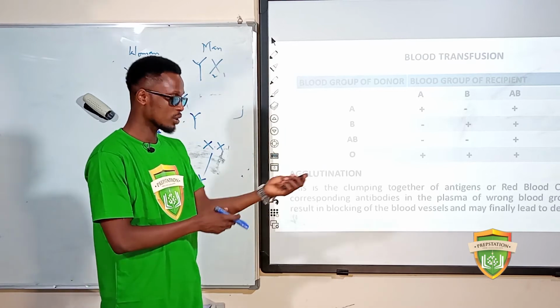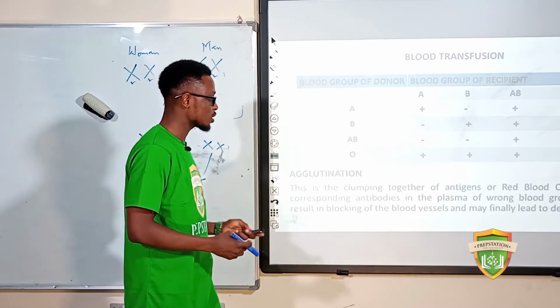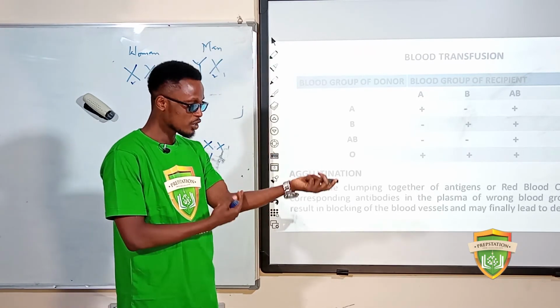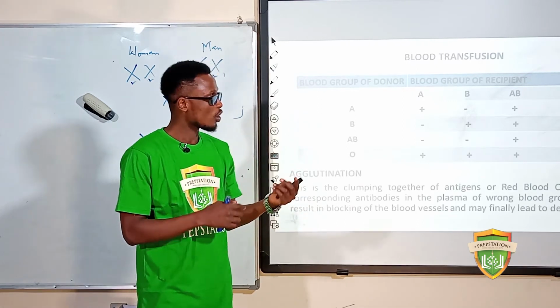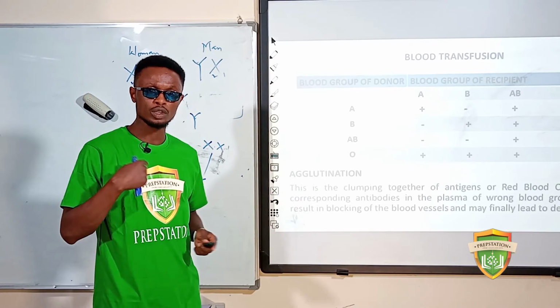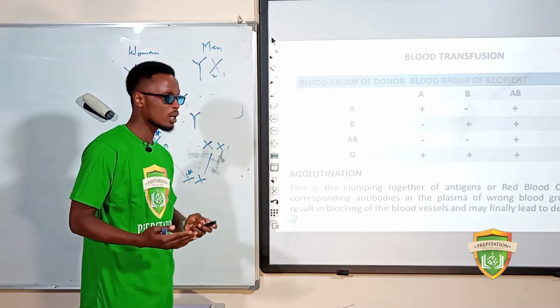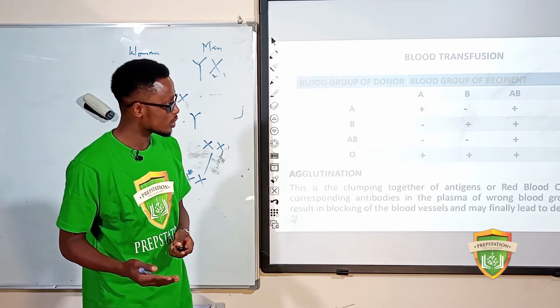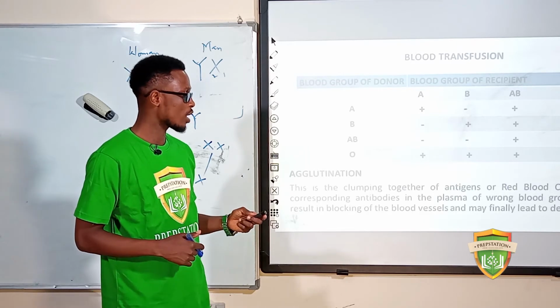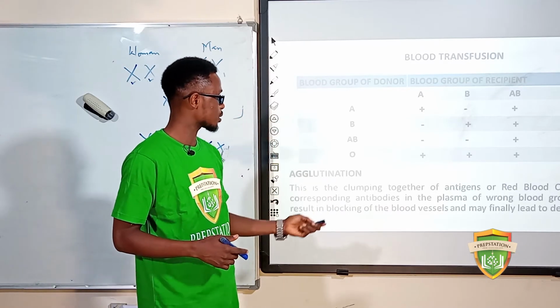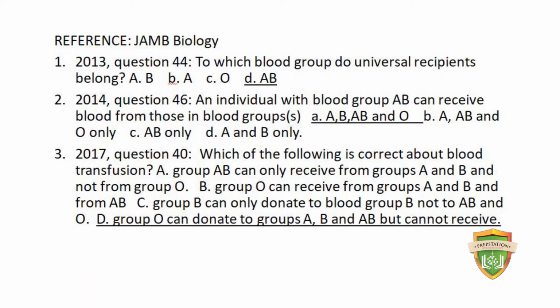Now the blood vessels are what? We have the veins, we have the arteries, we have the capillaries. Now the blood vessels are blocked. Oxygen will not be able to flow through, to circulate around the body, even food nutrients, and other essential nutrients that the body needs. So that it can lead to what? To death. Now let's see our reference.